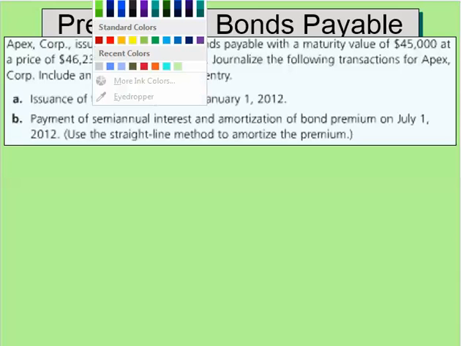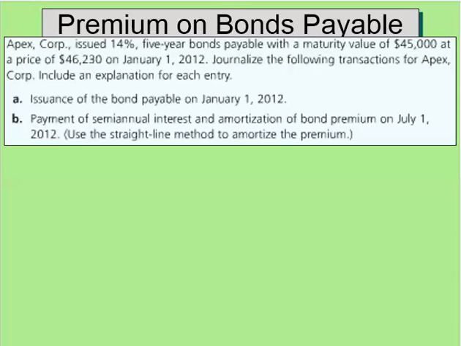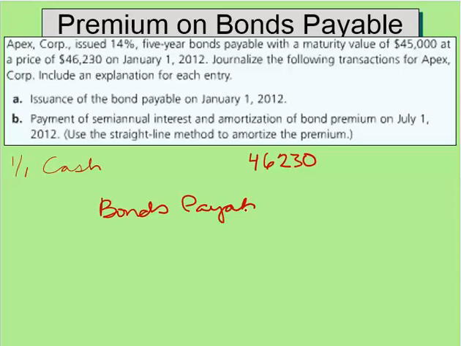Okay, so we've got here, let's see, that we received $45,000, that's the maturity value, the face value of our bond. We received $46,230. So we know right up front that we received cash of $46,230 on this particular bond. And we also know that the bonds payable, our liability, is going to be $45,000, which is the face value. Now the difference between my debits and my credits here is going to be premium on bonds payable.